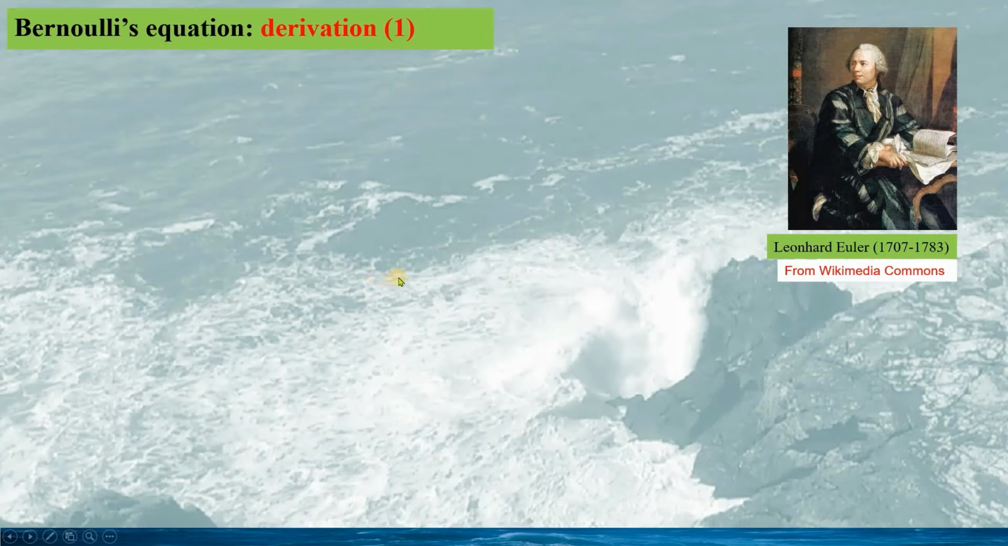In modern fluid dynamics, Bernoulli's equation is regarded as the integral form of the Euler equation. But in history, Euler derived both Bernoulli's equation and the Euler equation, in the order of Bernoulli's equation first in 1752, and then the Euler equation in 1757. However, Bernoulli's equation is always derived from the Euler equation.